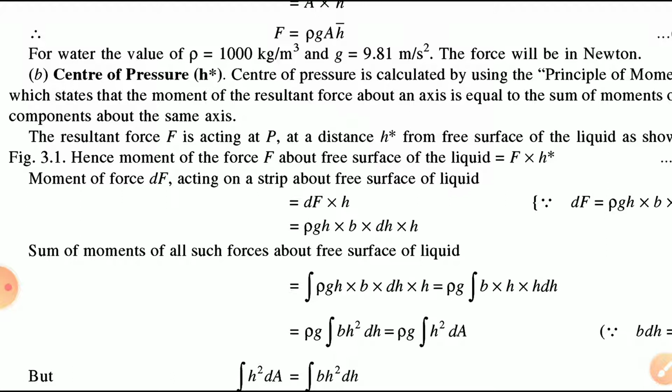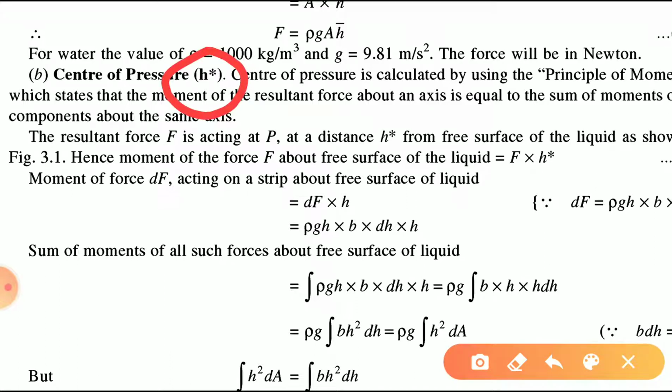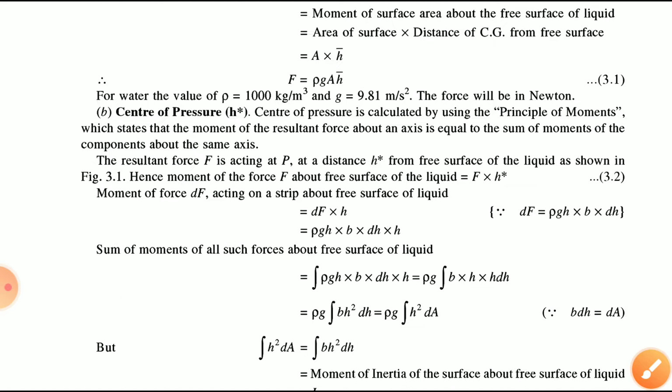Now this force will act at a particular distance from the free surface of the liquid. For this we need to find the distance of this pressure force F from the free surface, so we will find the expression for S star, the distance between this force and the free surface of the liquid. The center of pressure is calculated using the principle of moments, which states that the moment of the resultant force about an axis is equal to the sum of the moments of the components about the same axis.